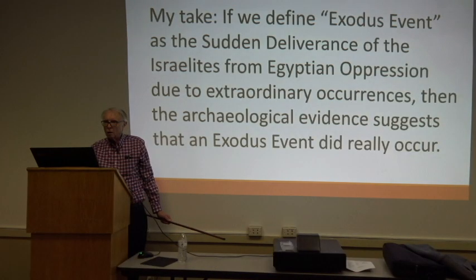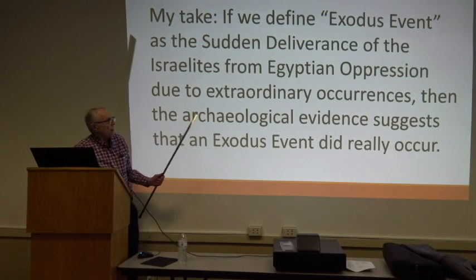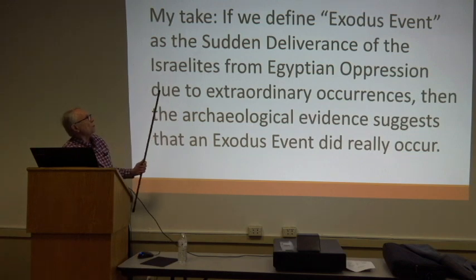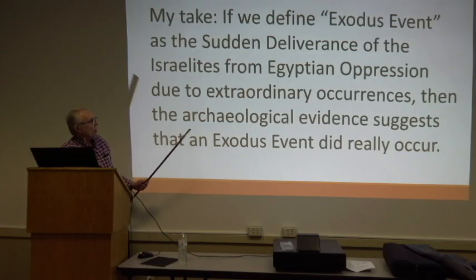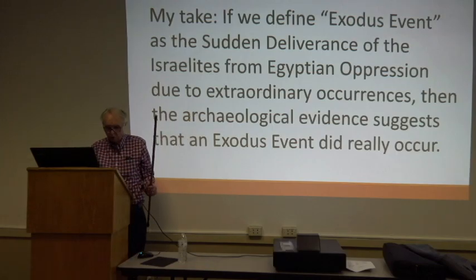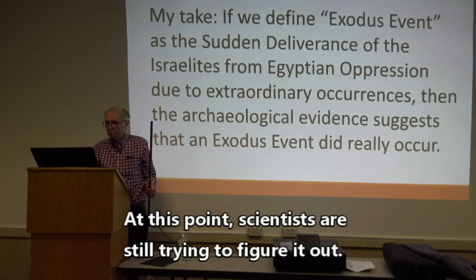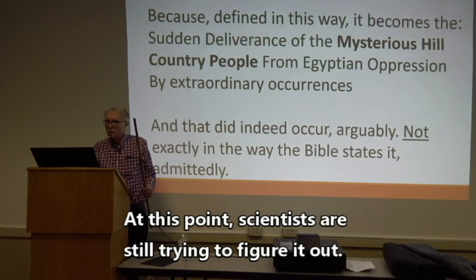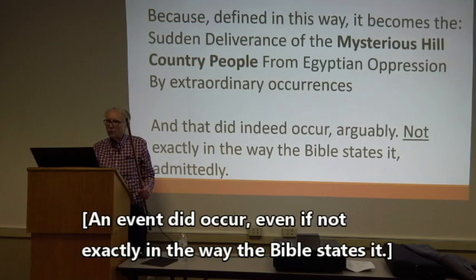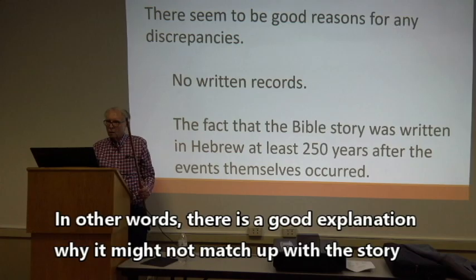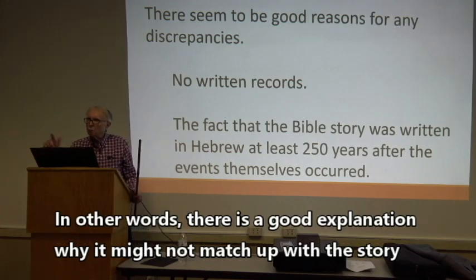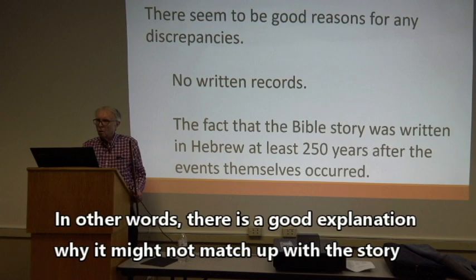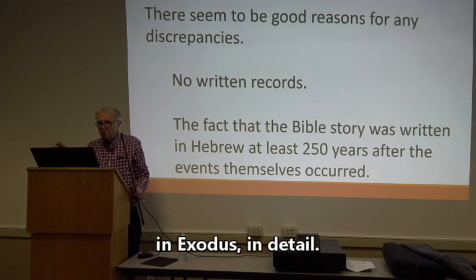Okay, we define Exodus event as the deliverance of Israelites from Egyptian oppression due to extraordinary occurrences. There is definite archaeological evidence suggesting that an Exodus event did really occur. At this point, scientists are still trying to figure it out. In other words, there's a good explanation why it might not match up with the story in Exodus in detail.